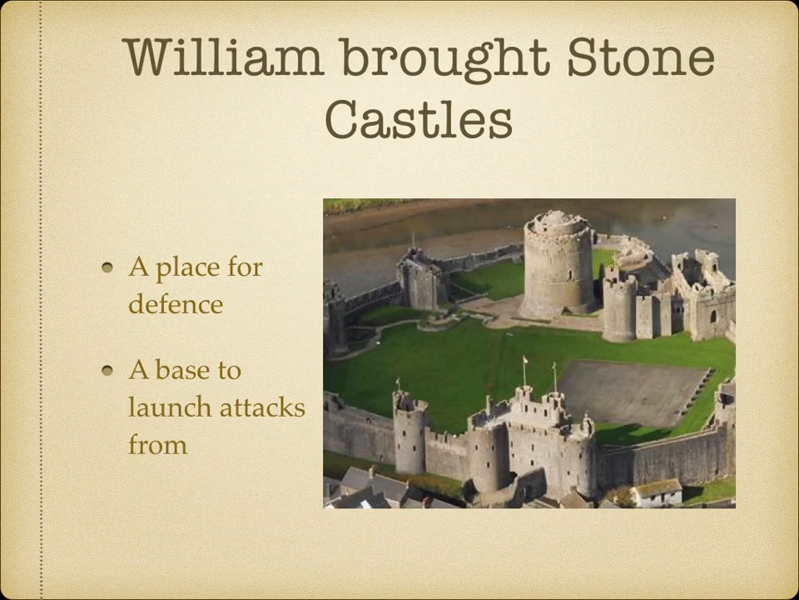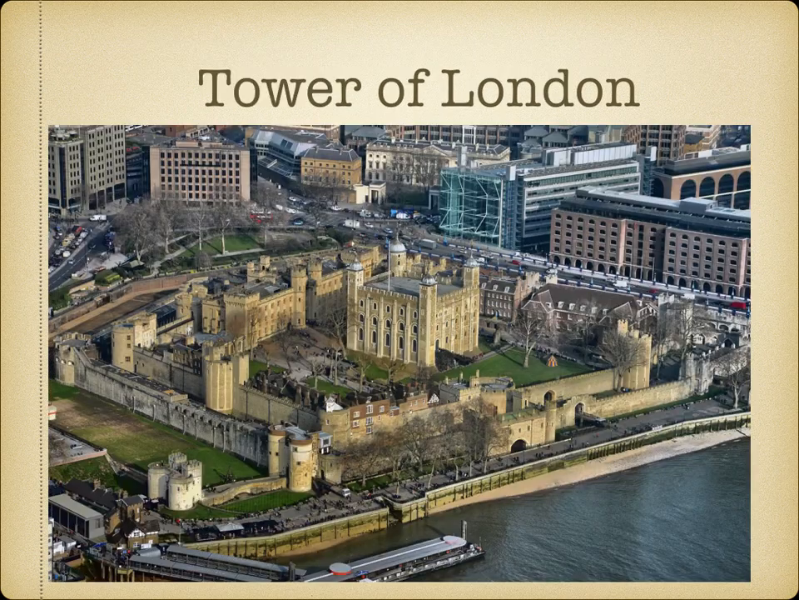However, one of the first things that William the Conqueror did was start to build large stone castles around England as a place for defence, but also as a base from which to launch attacks. The most famous castle he built was in the heart of London and is known today as the Tower of London. It became quite famous as a prison, but it was originally set up as a place of defence and a place to launch attacks.